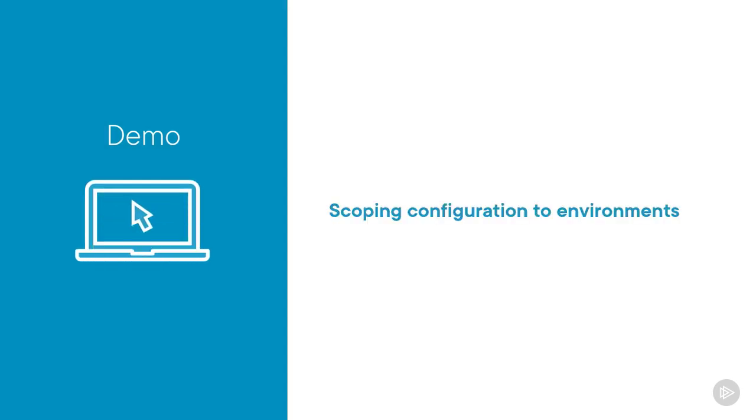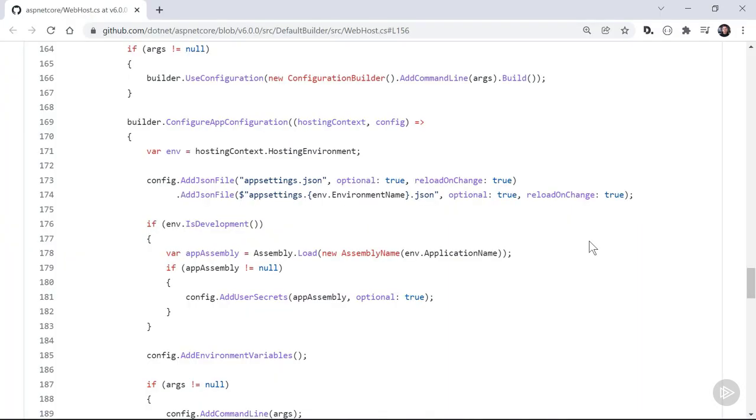Configuration files can be scoped to a specific environment by providing different configuration sources, for which part of the name is the name of the environment. We're looking at ASP.NET Core source code again. The line I skipped upon in the previous demo does exactly that. A JSON app settings file for each environment is added as a potential source of configuration.